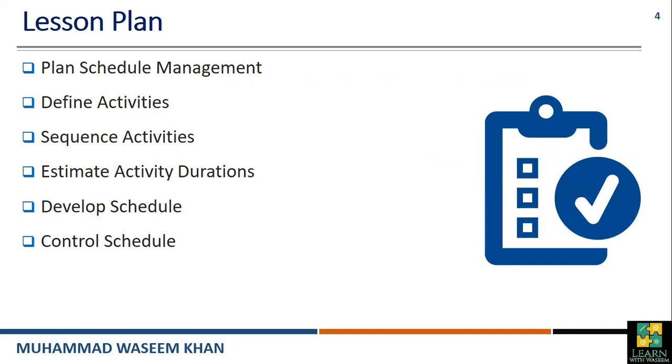This lesson will take time because we will have to discuss each and every process in detail. That's why we have divided lesson number 6 into lesson 6A and lesson 6B. In today's lecture, we will discuss the first two processes, plan schedule management and define activities. In the next lectures, we will discuss sequence activities, estimate activity durations, develop schedule, and control schedule.